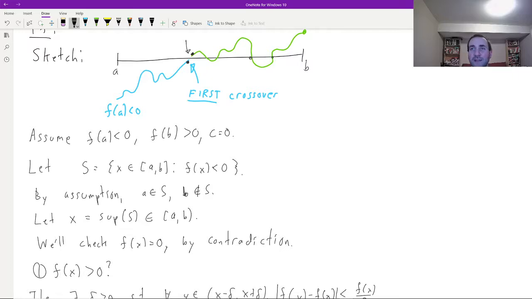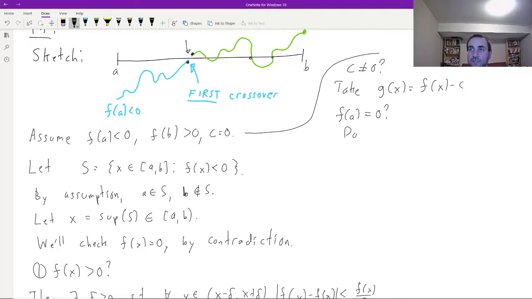If you're worried about that, I'm going to have a little aside. What if c isn't equal to 0? Then take a different function name, take g of x is f of x minus c. If f of a is equal to 0, well then of course we're just done. If f of a is greater than 0, then we can take g of x equal to minus f of x. So what I mean is the following.